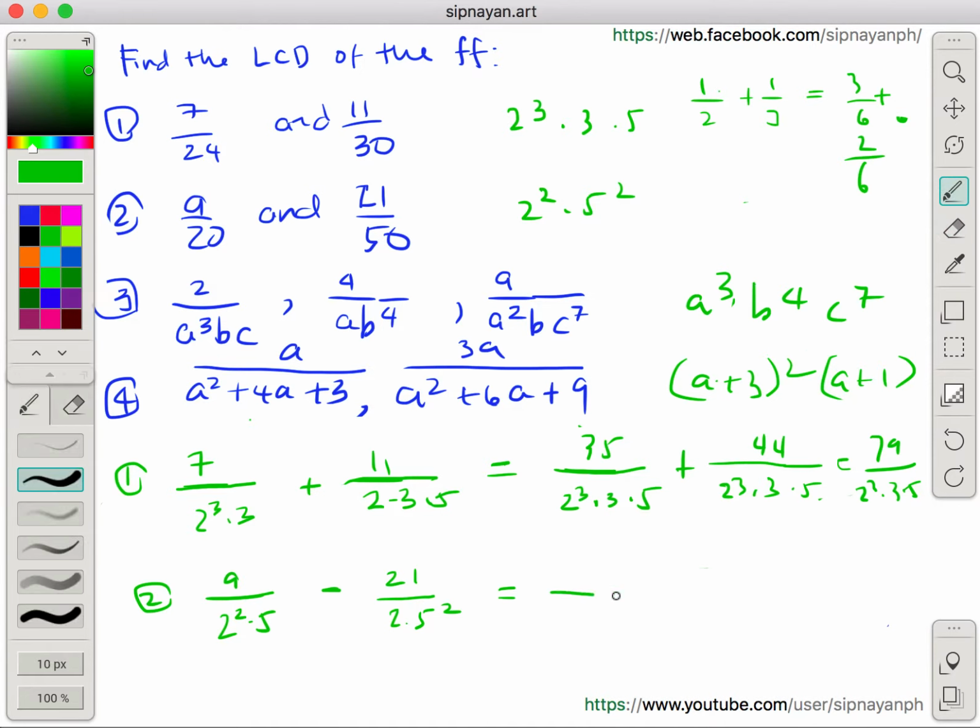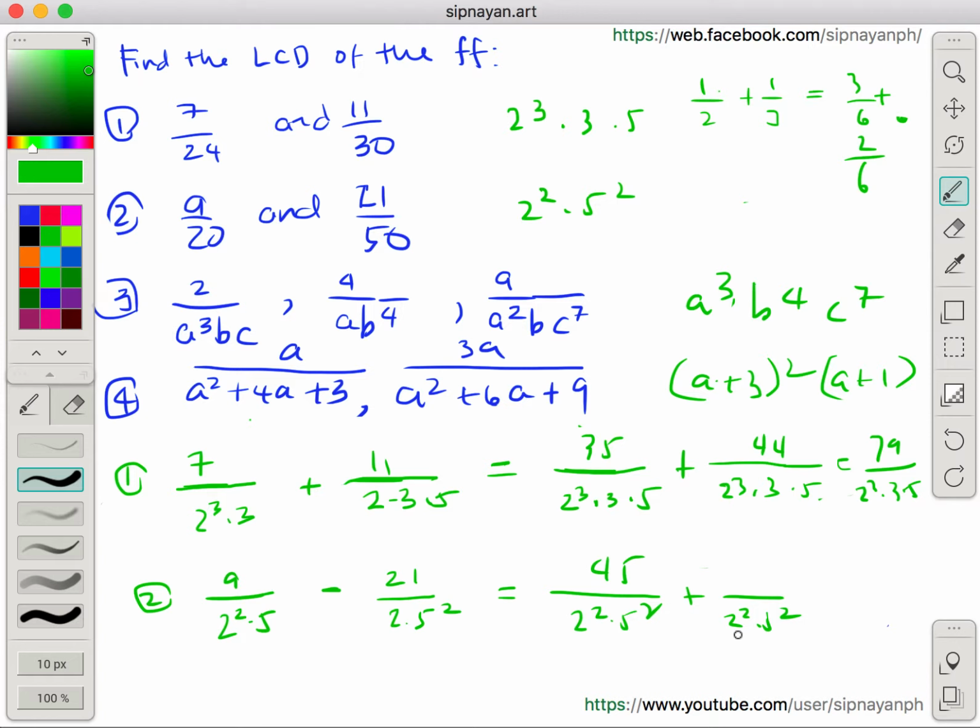Now, for the second number, we have 2 squared times 5 squared yung kanyang LCD. So, 2 squared times 5 squared divided by 2 squared times 5. So, makakancel yung 2 squared. 5 squared divided by 5 is 5. Times 9, this is 45. No?